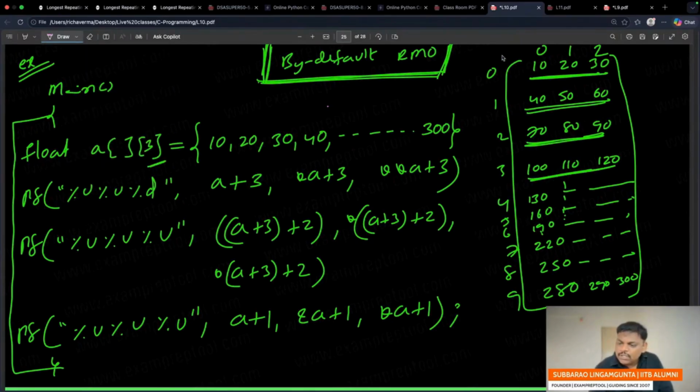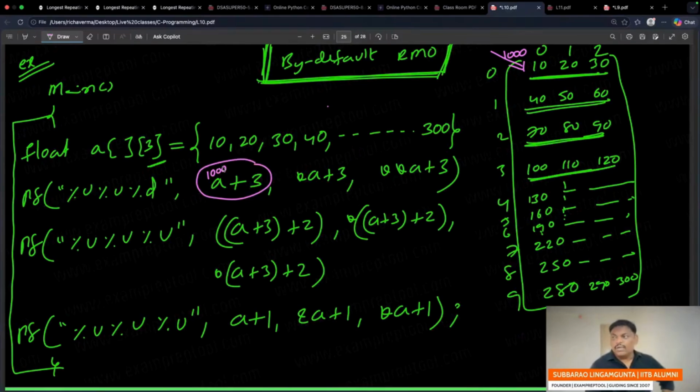Assume base address is 1000. So everything is perfect now. See this one. A is 1000. Now see this. It is a 1000, 1000 plus 3.